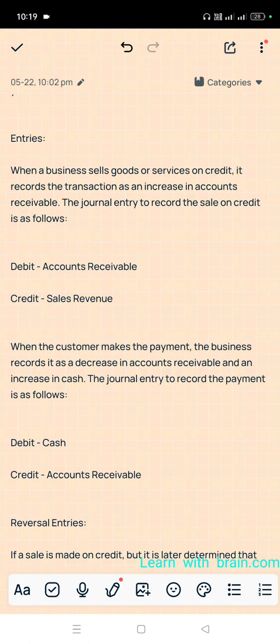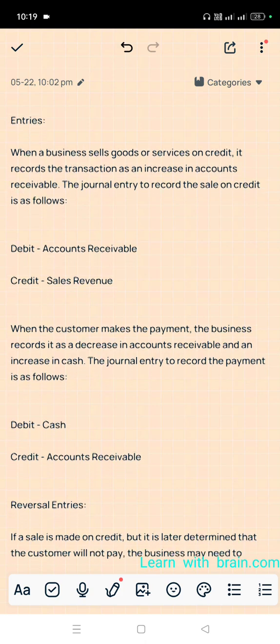The journal entry to record the sale on credit is as follows: debit accounts receivable account, credit sales revenue account. We know the golden rules of accounting. So we have to debit accounts receivable, it's a current asset. Credit sales revenue, it is a revenue account, we have to credit.